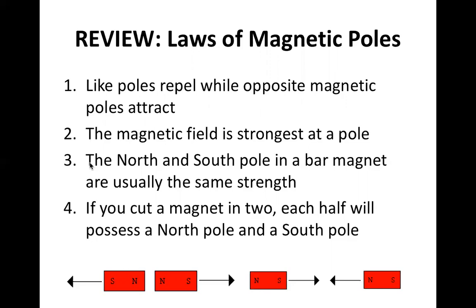The third law of magnetic poles is that the north and south pole in a bar magnet are usually the same strength. And the fourth one is if you cut a magnet in two, each half will possess a north pole and a south pole. So here we have a north pole and a south pole. If we cut it in half, you might think, will I just get a south piece and a north piece? But this end will still be south, and what used to be the middle of the magnet is now going to be the north end on this side and the south end on this side, and then this will be the north end of the other piece.